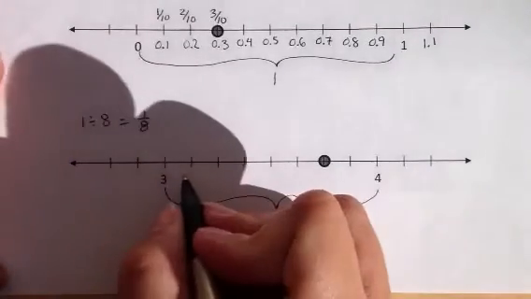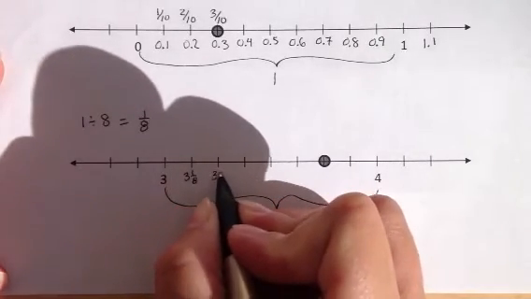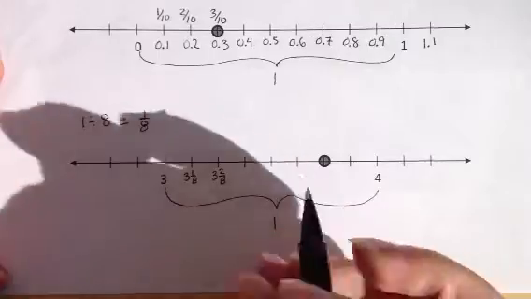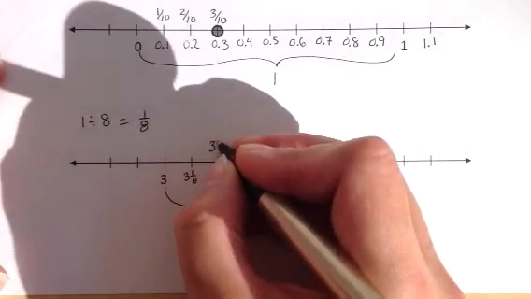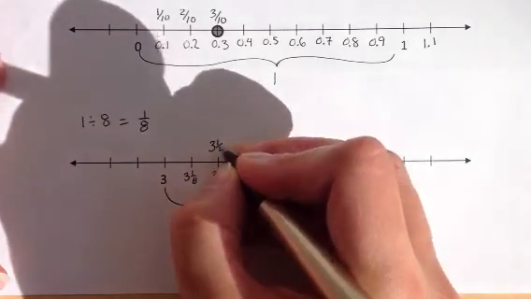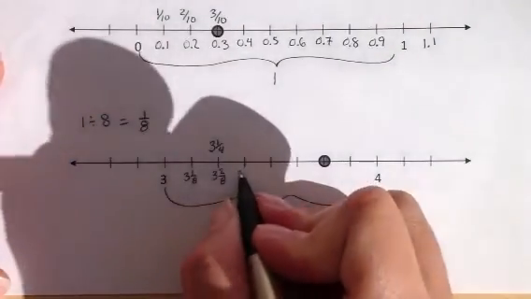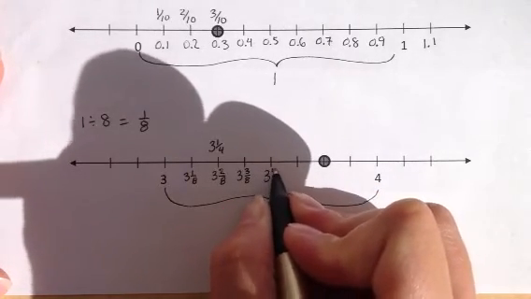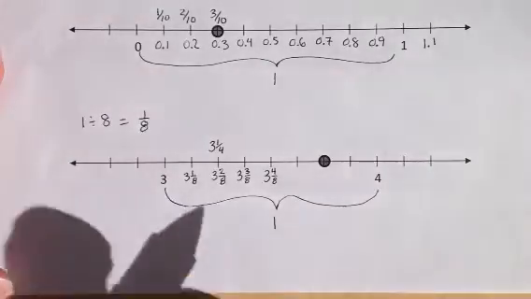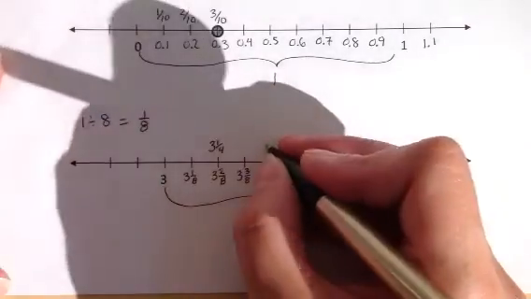So this would be 3 and 1/8, 3 and 2/8. Now remember, I can simplify this. Divide by 2, divide by 2. This is 3 and 1/4. 3 and 3/8. 3 and 4/8. Now again, 4/8 can be simplified. This would be 3 and 1/2.